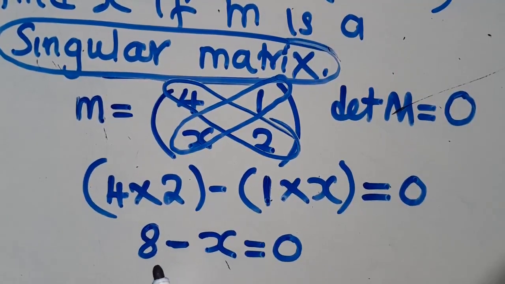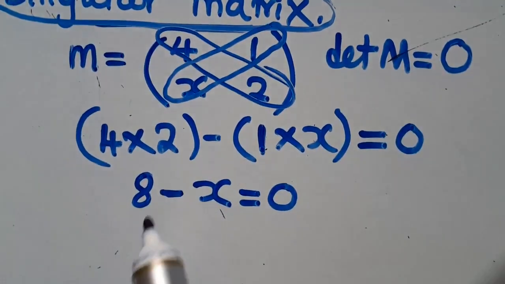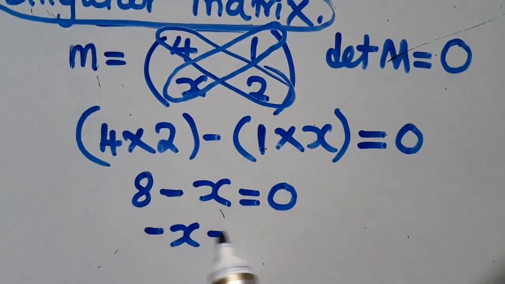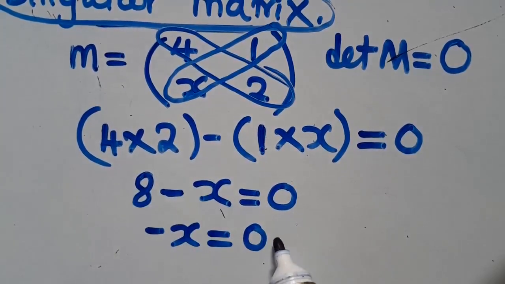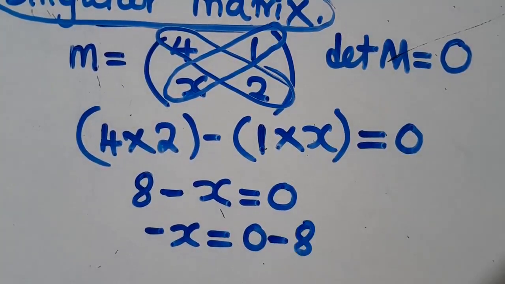From here, what do you do next? You group like terms. So you are going to have negative x equal to 0, and the 8, when it comes inside, becomes negative 8.